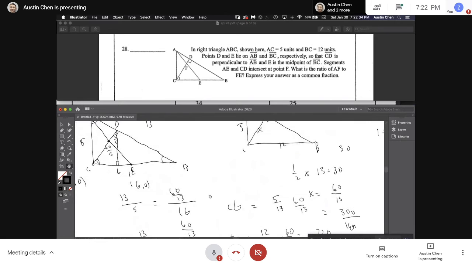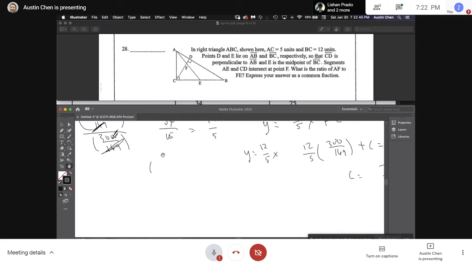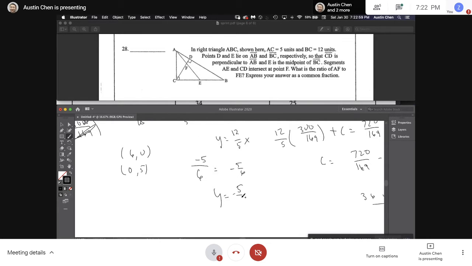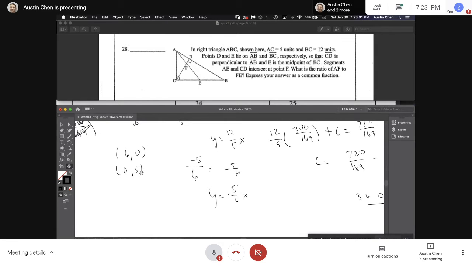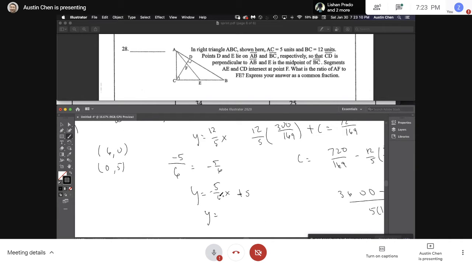Okay, now find the equation of AE. So you have the points (6, 0) and (0, 5). So then we're going to have a slope of -5/6. Okay, so then y equals -5/6 x. And then from here we can see that our y-intercept just has to be 5. Okay, so now we have y equals -5/6 x plus 5, and y equals 12/5 x.